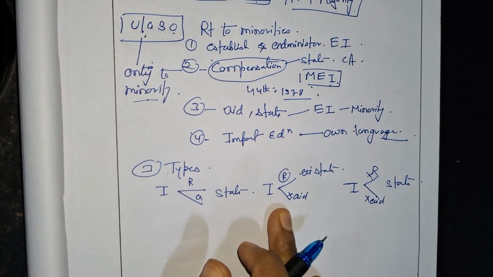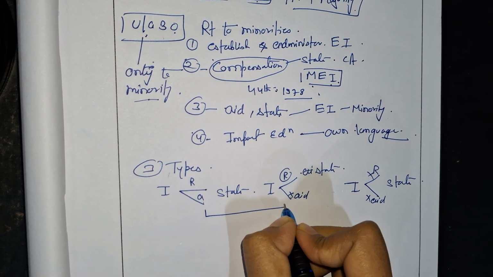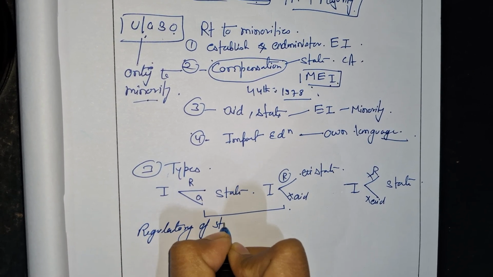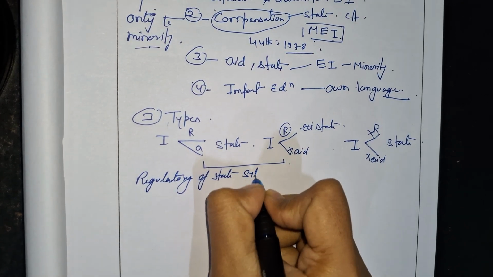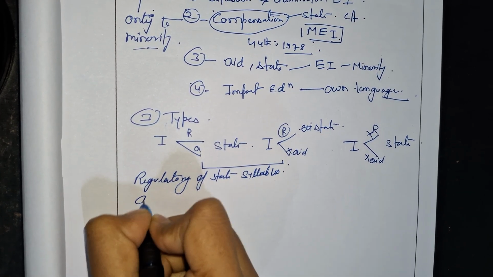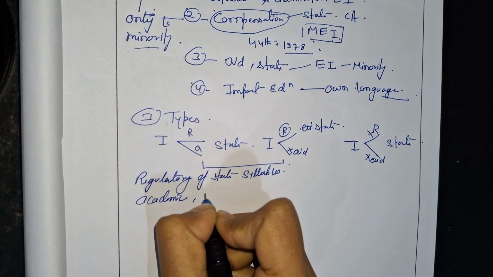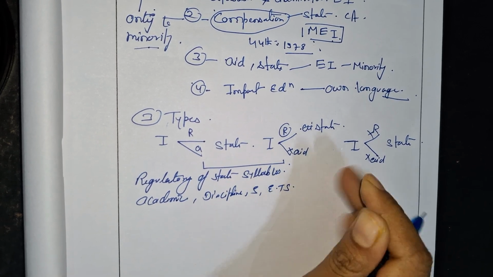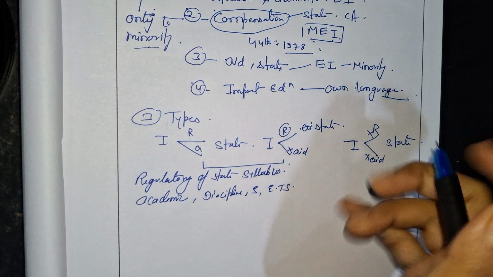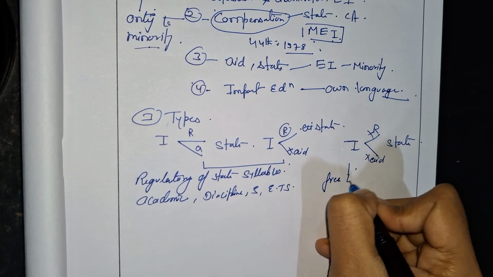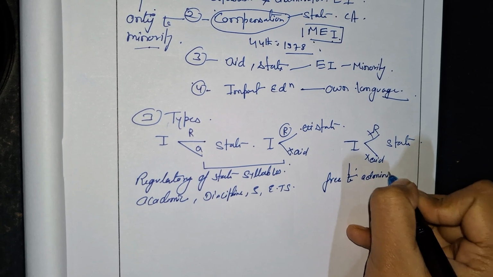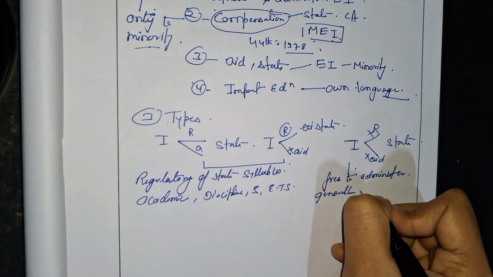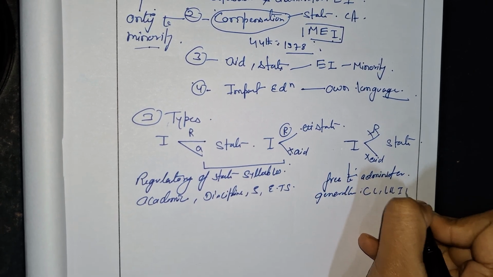So the first and second type of institution are subject to the regulatory power of a state with regard to syllabus, prescription, academic standards, discipline, sanitation, employment of teaching staff, and so on. But the third type of institution is free to administer their affairs, but subject to operation of general laws like contract law, labor law, industrial law, tax law.